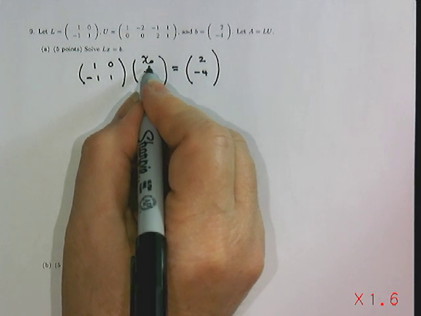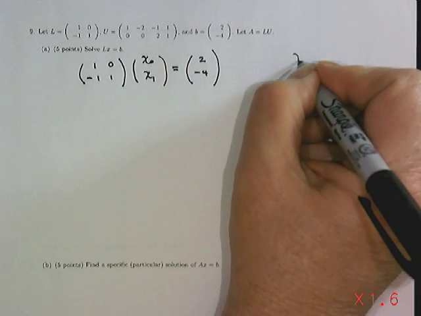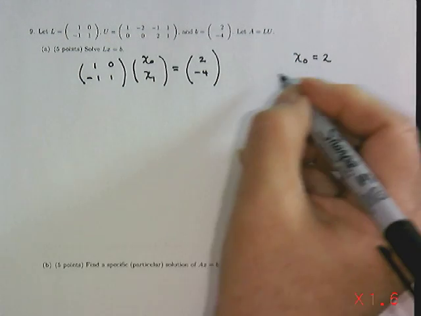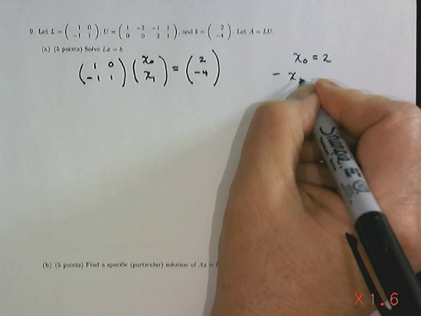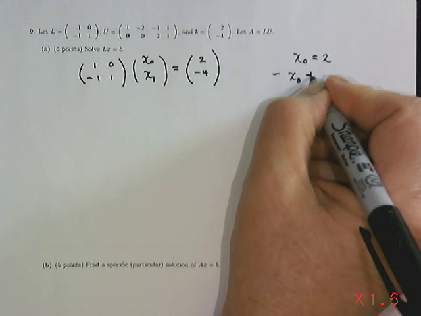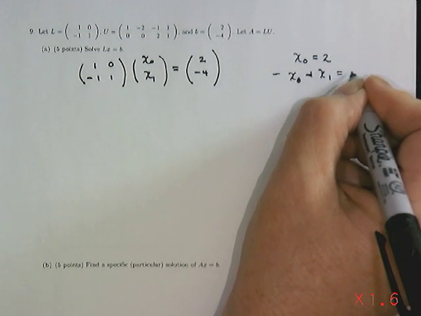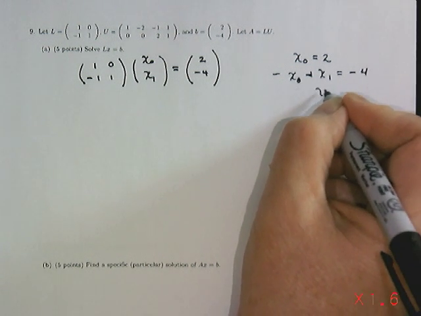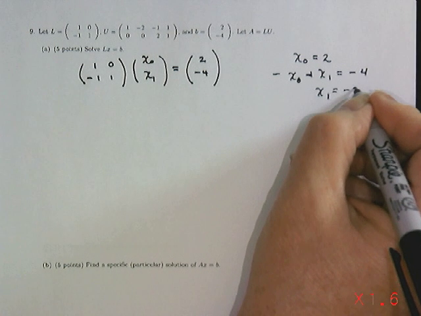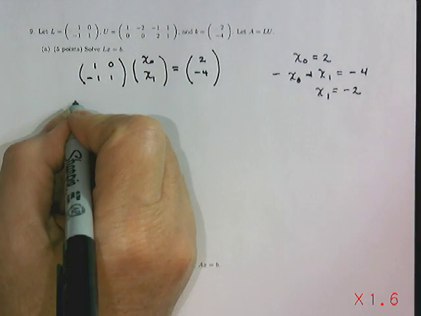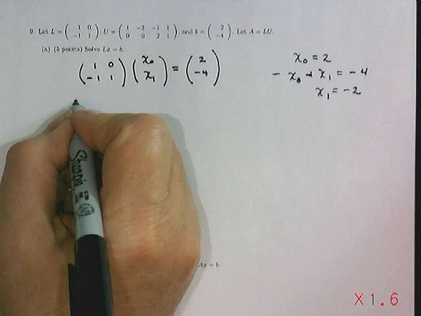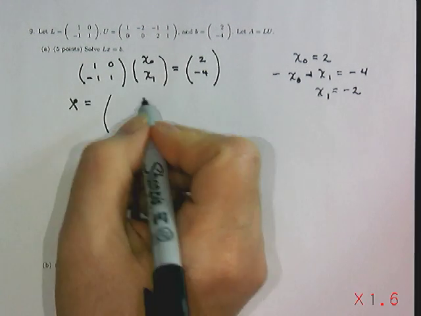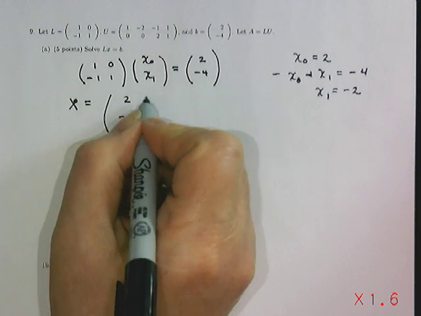I know that chi0 would have to be equal to 2, and negative chi0 plus chi1 would have to be equal to -4, so chi1 must be -2. So the solution for Lx is equal to B is that x is 2, -2.